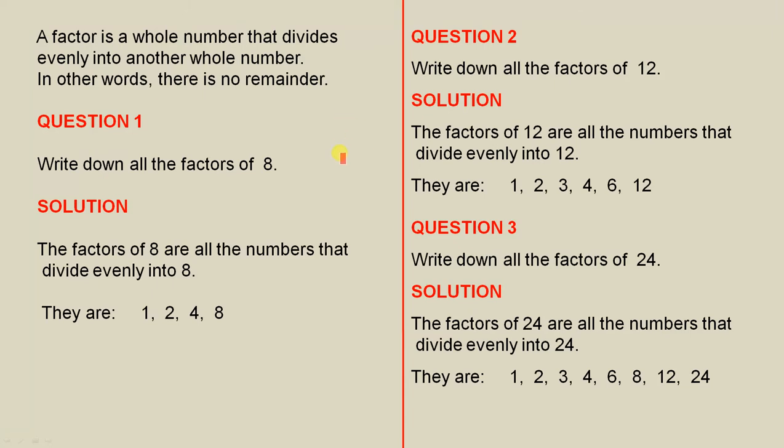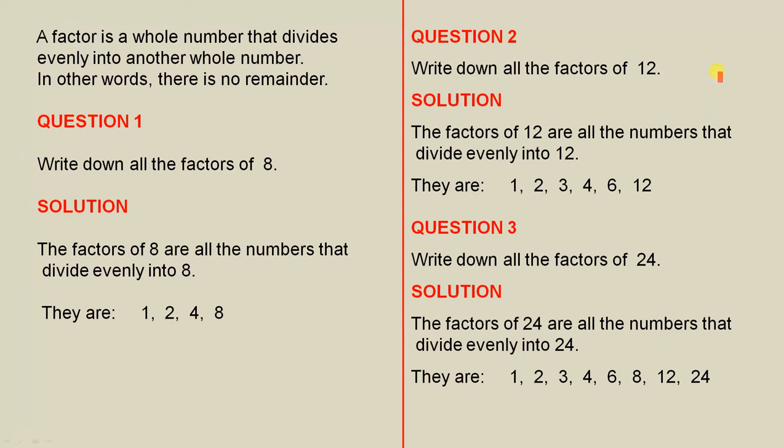Question 1. Write down all the factors of 8. The solution? The factors of 8 are all the numbers that divide evenly into 8. They are 1, 2, 4 and 8. So there are 4 of them altogether.